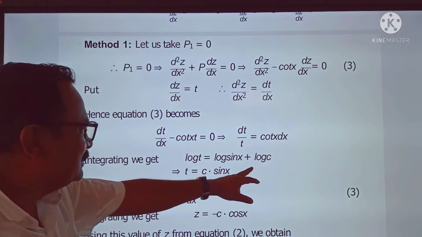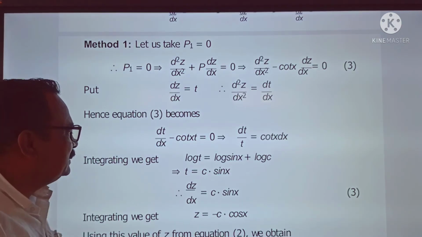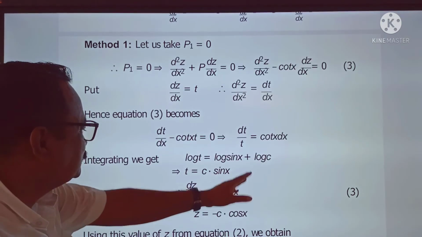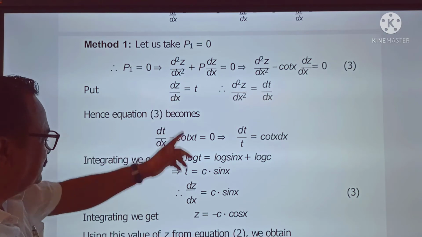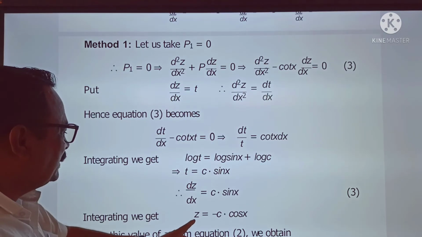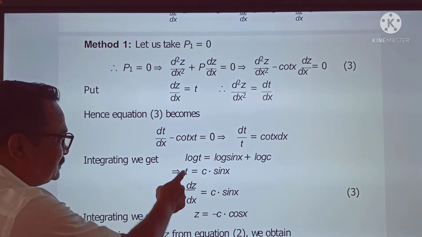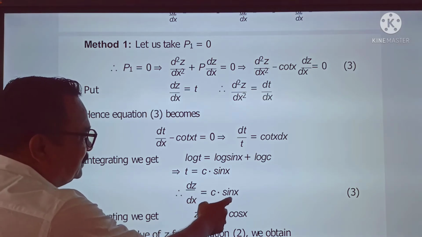Plus we take the constant of integration to be log of c. So we get t is equal to c into sin x. t means dz by dx. From this we get the value of z. That is, t means dz by dx, which is c into sin x.